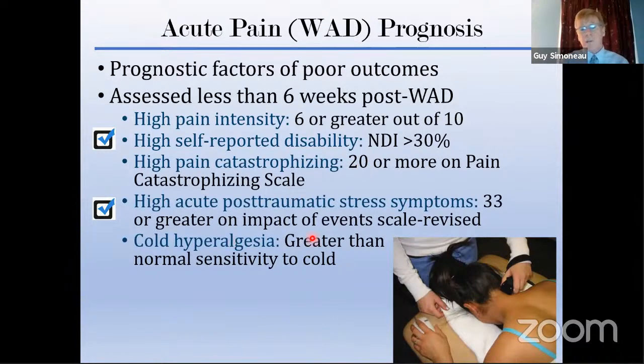If they have cold hyperalgesia or elevated pain pressure threshold, that's a sign of basically central sensitization. So they lean toward the people who may have a greater chance of moderate to severe disability long-term.